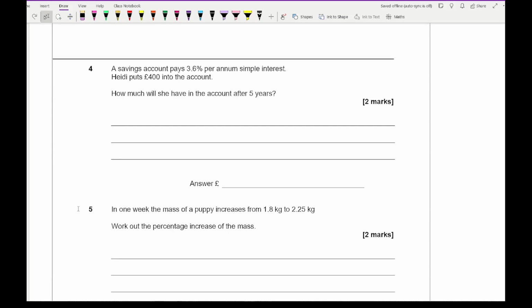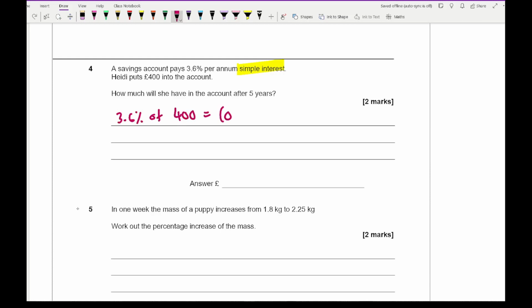Moving on to question 4, it says that a savings account pays 3.6% per annum simple interest. Heidi puts £400 into the account. How much will she have in the account after 5 years? Now simple interest is different to compound interest. So basically simple interest, just as a reminder, is where you get the same amount of interest per year. So what we need to work out here is what 3.6% of £400 is going to be.